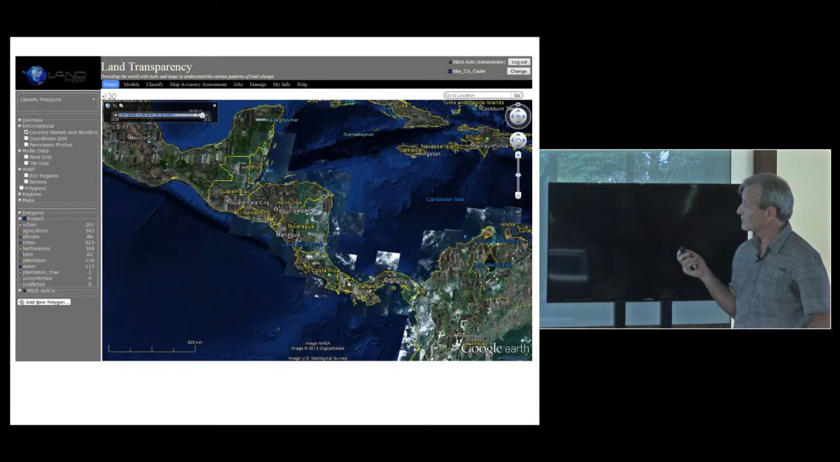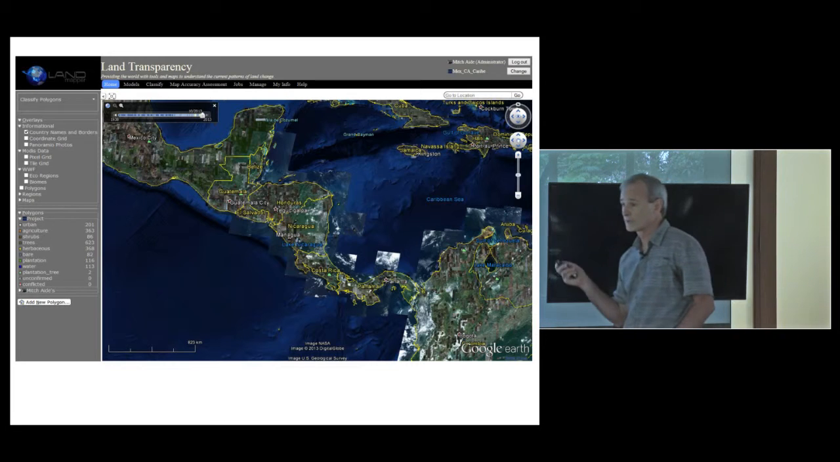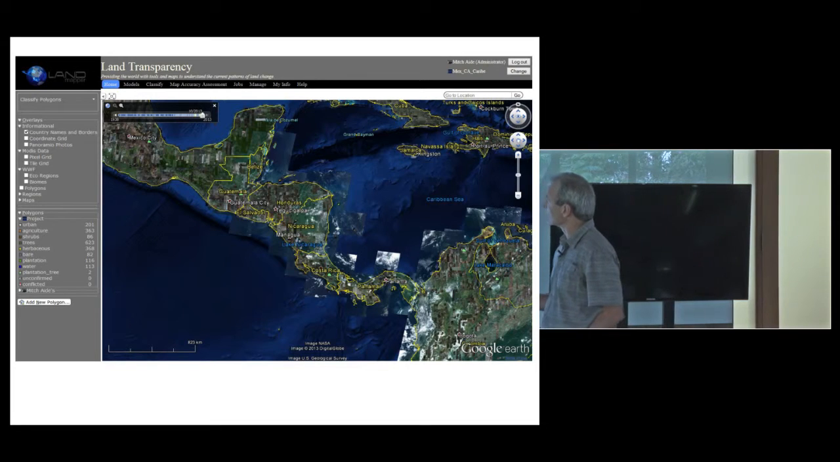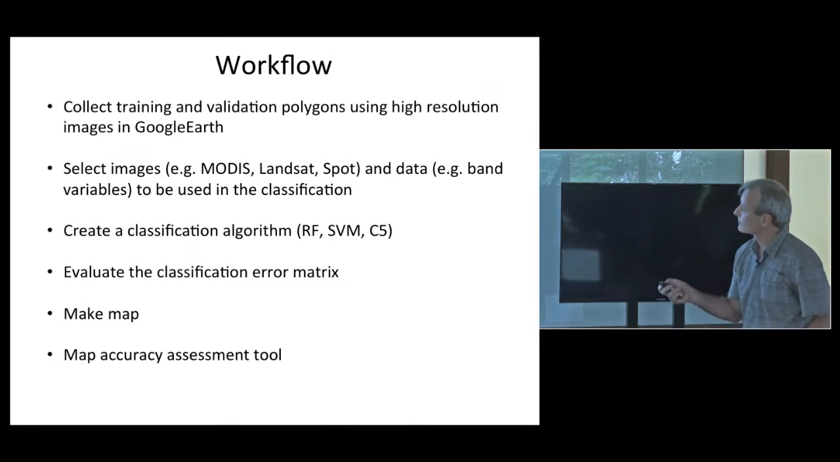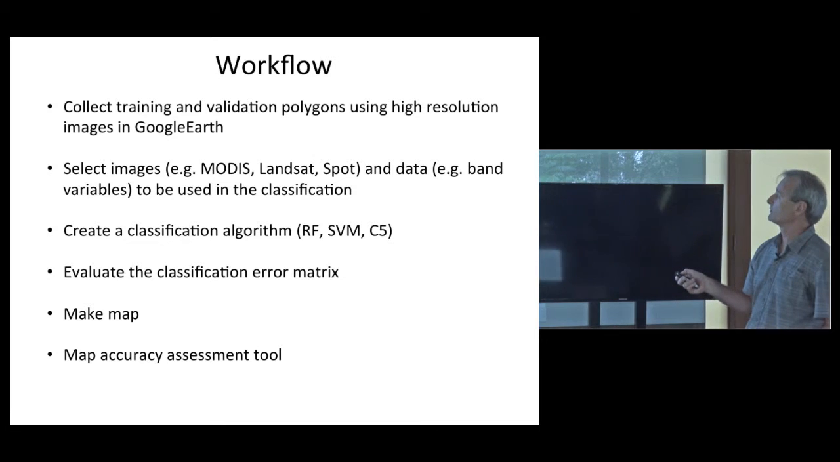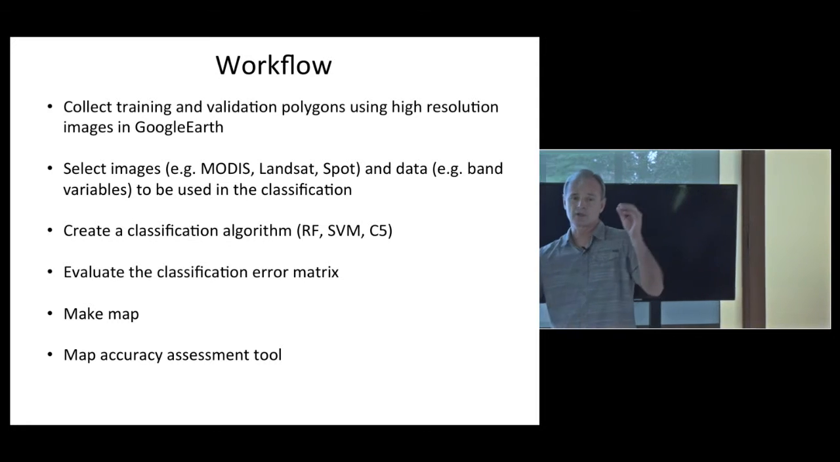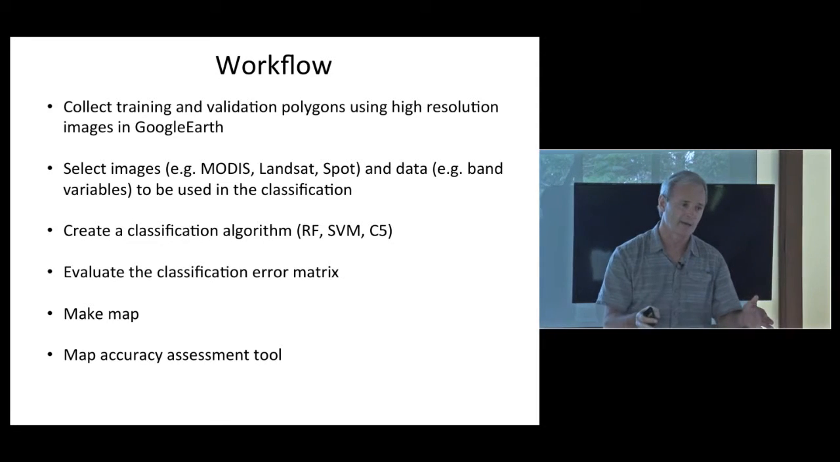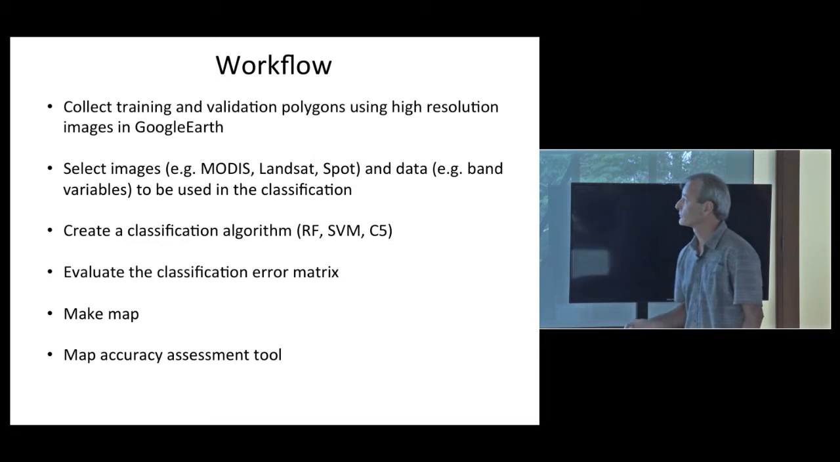So it's a web-based tool that has many different components to it. The first component is this. We're taking advantage of the high-resolution images that are in Google Earth. And the flow of the work is the following. We're using Google Earth to collect training and validation polygons using those high-resolution images. We can go into pastures and you can see the cattle on the pastures. You don't have any doubt how that land is being used.